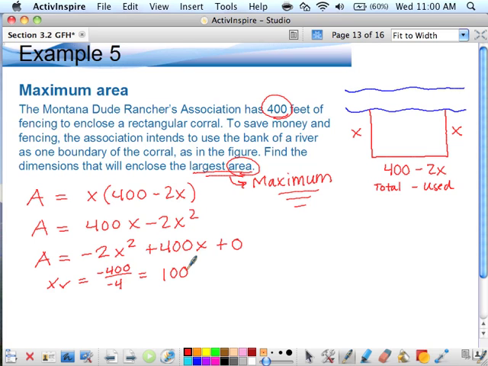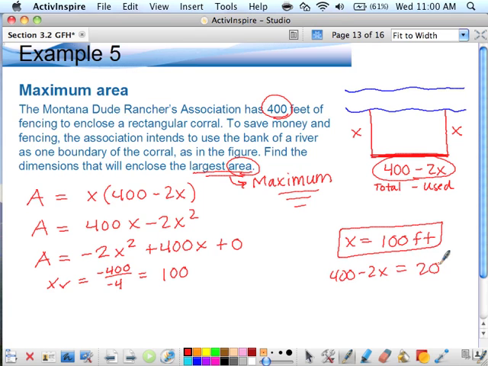I want to know what x is. So I know that x has to be 100 what? Feet. So there's one part of the question. That's what I need x to be. That's my width or my length, whichever you want to call it. But I want to find the dimensions, which means I want the length and the width. So how do I find this? Plug it back in here. So what is 400 minus 2x? 200.